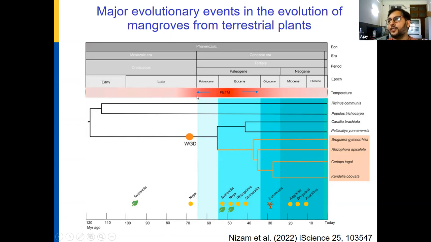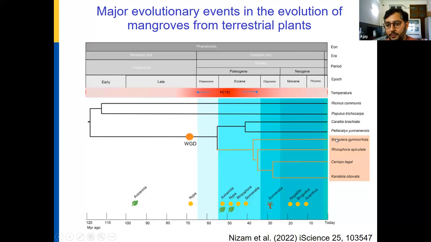This is the age of the evolution of mangroves: Late Cretaceous and between this Paleocene, through whole genome duplication. There is a whole genome duplication which has resulted in the evolution of these mangroves: Bruguiera gymnorrhiza, Rhizophora, Ceriops, Kandelia. These are some of the most prominent mangroves which are given here.